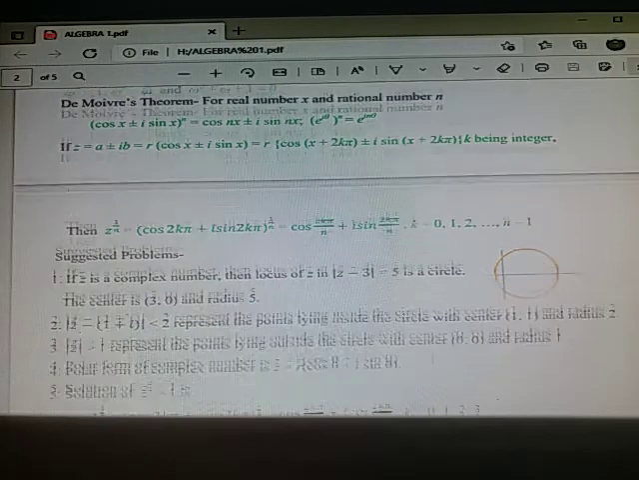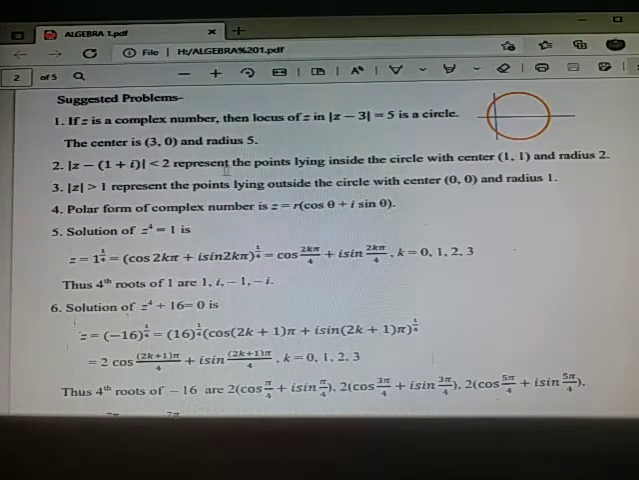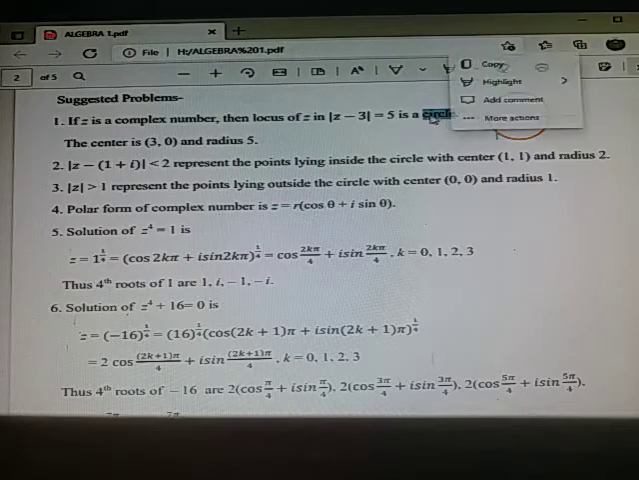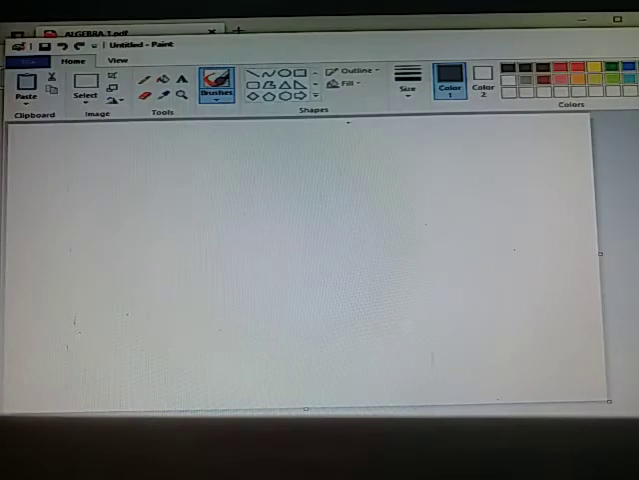Now see the problems. This problem one is from your previous question paper. Z is a complex number, then the locus of z is a circle. You are given options. What is this locus? The answer is circle. You should know this, because z minus 3 means the distance of this point.